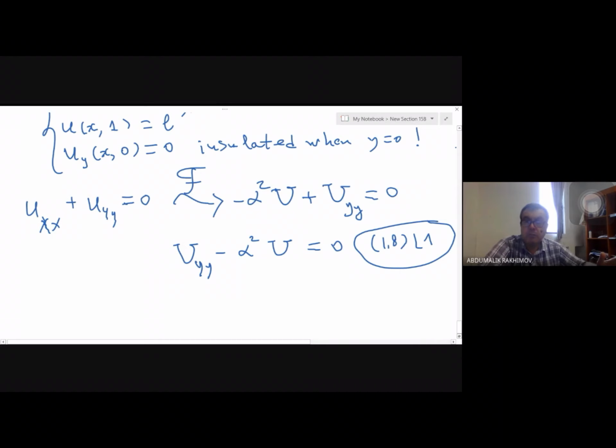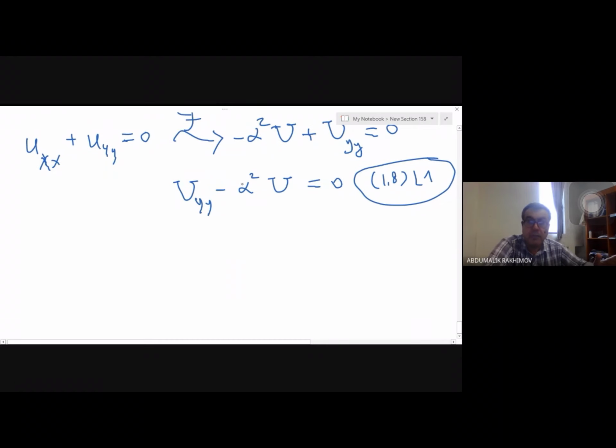So we know the solution because now you see it's negative. So now what will be u? u(x,y) is equal to A times cosine hyperbolic... I think we need to use hyperbolic functions. Cosine hyperbolic.